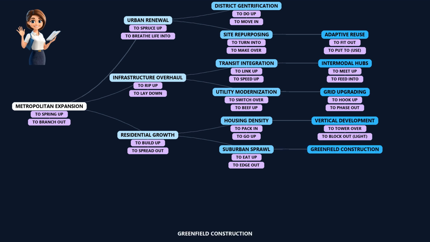Greenfield construction. To manage greenfield construction, engineers must set up new sites and clear away the trees to make room for houses. This means starting a brand new building project where there used to be only nature.